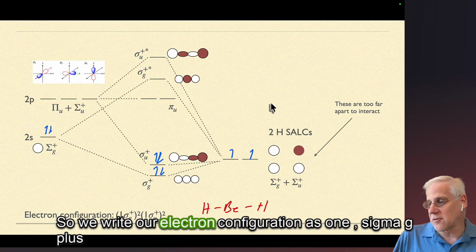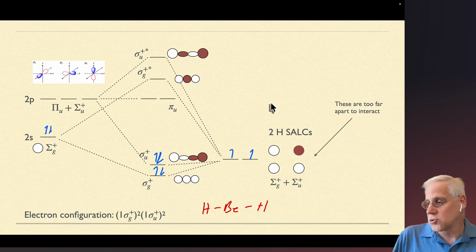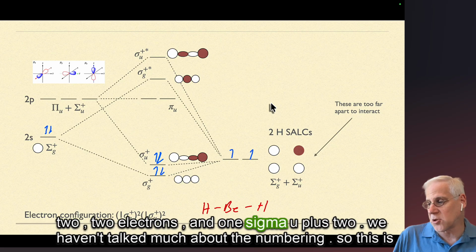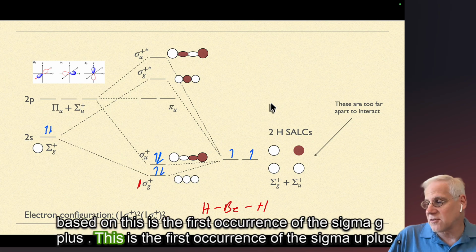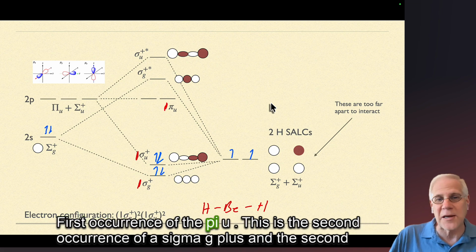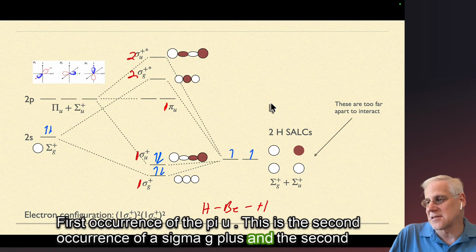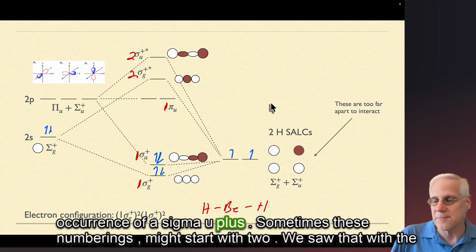So we write our electron configuration as 1 sigma g plus 2, and 1 sigma u plus 2. We haven't talked much about the numbering. This is based on the first occurrence of the sigma g plus, this is the first occurrence of the sigma u plus, and the first occurrence of the pi u. This is the second occurrence of a sigma g plus and the second occurrence of a sigma u plus.